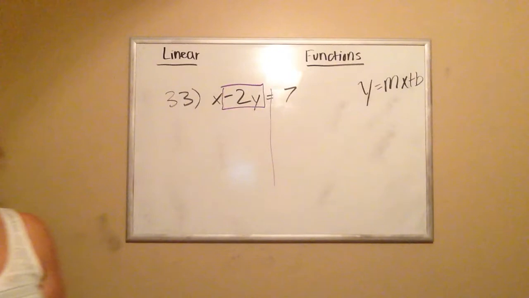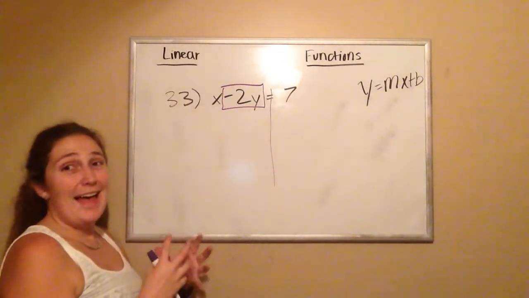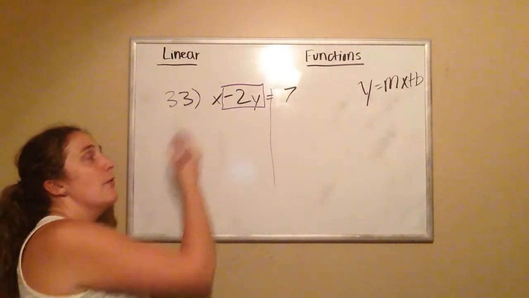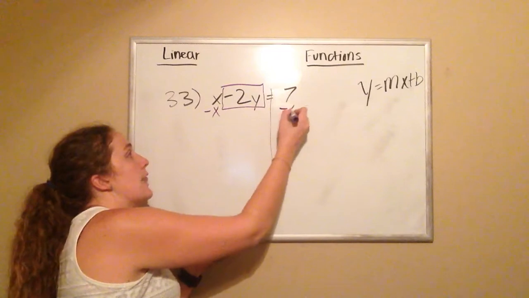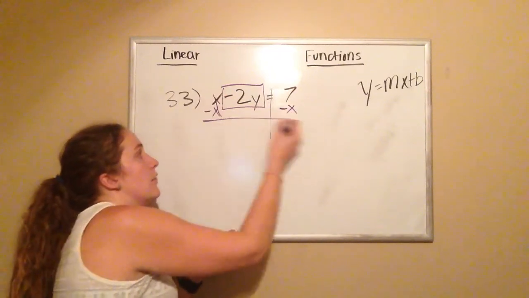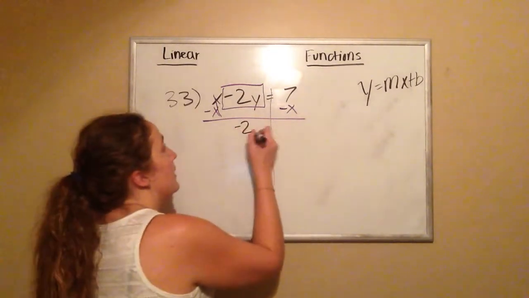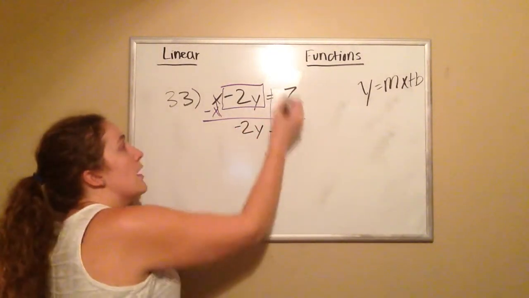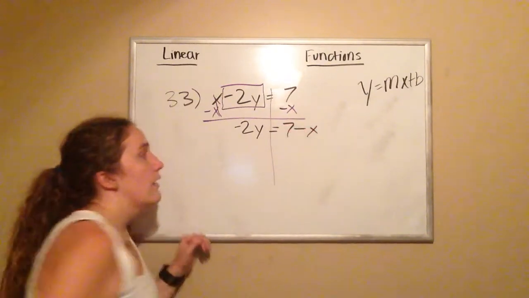Okay, we want to get that y by itself. So the first thing we're going to do is we are going to move that x. X has got to go to the other side. Right now it's actually a positive x. So we are going to subtract x on both sides. These cancel. And let's see what else happens. We have a negative 2y is equal to, these cannot combine together, so 7 minus x. Okay?